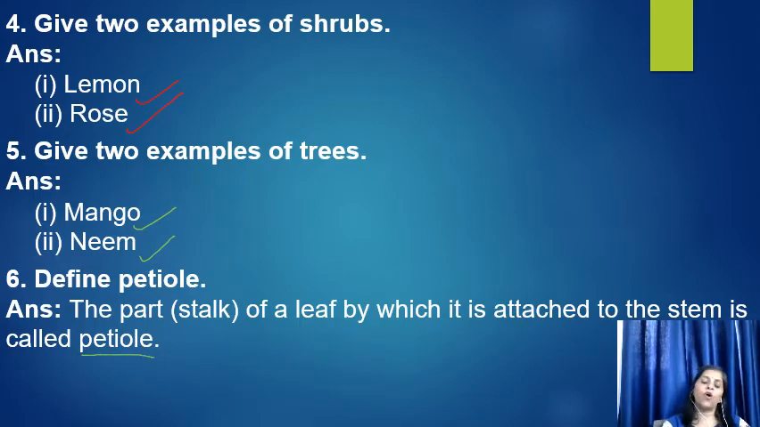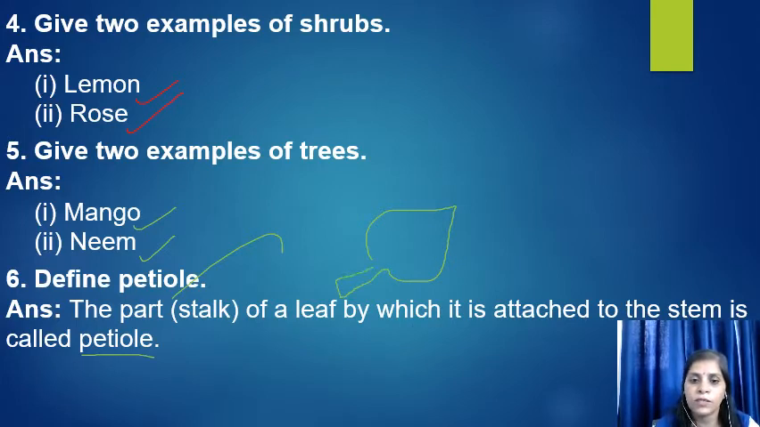At the time of making you understand the structure of the leaf, I explained the petiole. If you could see, this is the leaf, and in this leaf the stalk like this, from which the leaf is connected to the stem, this part is known as petiole. Clear everyone?